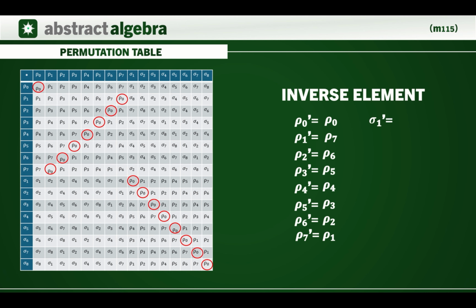The inverse of sigma sub 1 is sigma sub 1. The inverse of sigma sub 2 is sigma sub 2. The inverse of sigma sub 3 is sigma sub 3. The inverse of sigma sub 4 is sigma sub 4. The inverse of sigma sub 5 is sigma sub 5. The inverse of sigma sub 6 is sigma sub 6. The inverse of sigma sub 7 is sigma sub 7. And lastly, the inverse of sigma sub 8 is sigma sub 8.